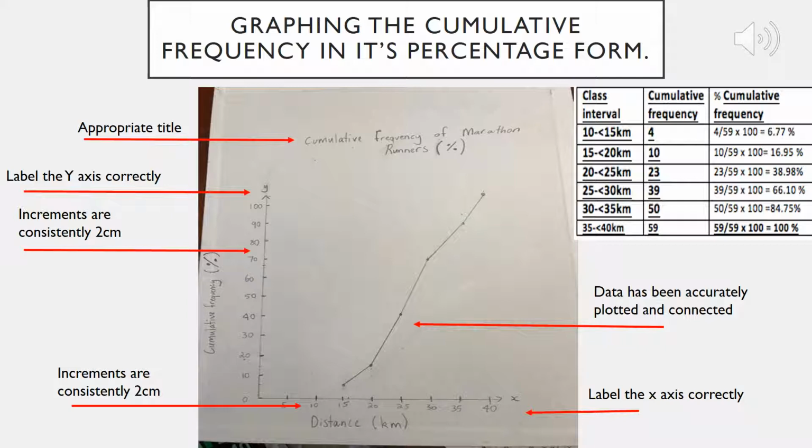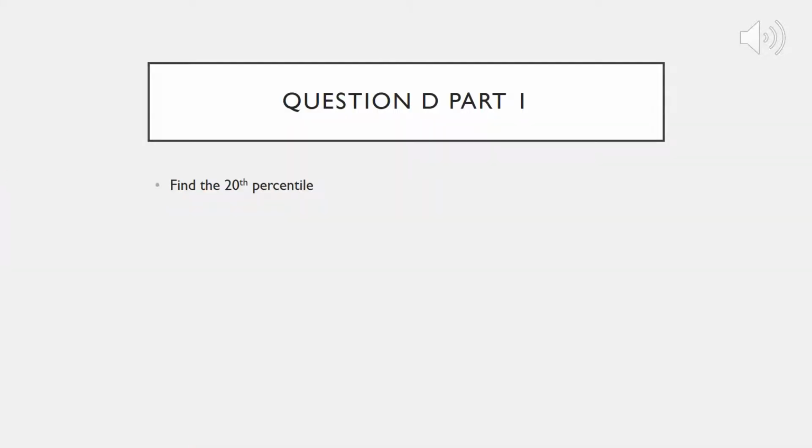cumulative frequency in its percentage form depends on the distances that the marathon runners ran. Have consistent increments on both the X and Y axis, which the student has done correctly as their increments are consistently 2 centimeters. The student has to accurately plot and connect the percentage cumulative frequency on their curve graph, which again is evident that they have done. Question D, part 1. Find the 20th percentile.